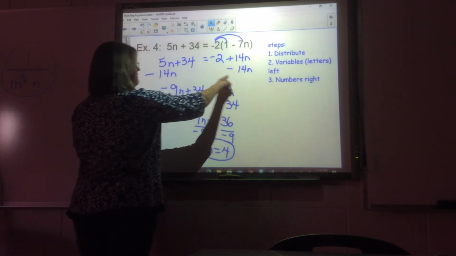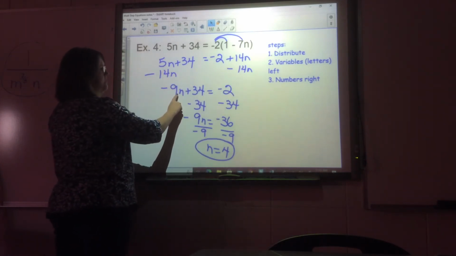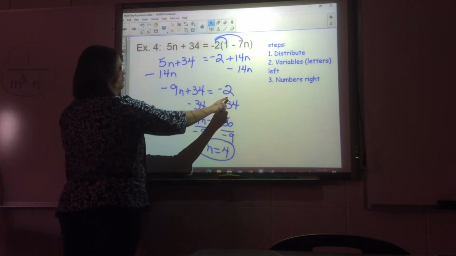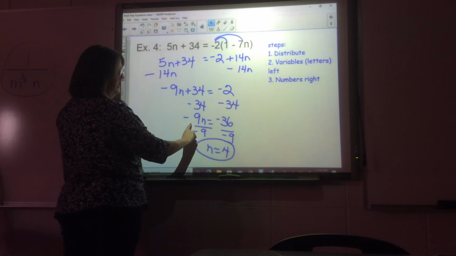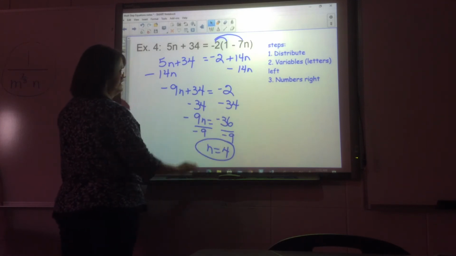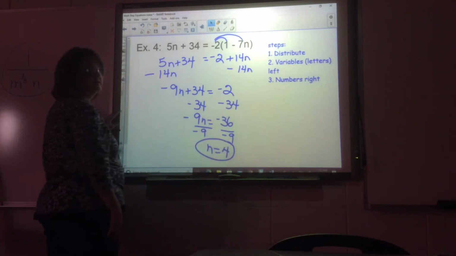So I'm going to subtract 14n, put it over here. That becomes negative 9n plus 34 equals negative 2. Subtract 34 from both sides. Negative 9n equals negative 36. Divide by negative 9 and n is 4.